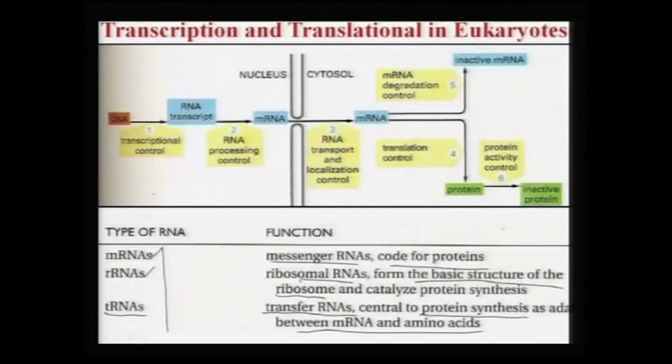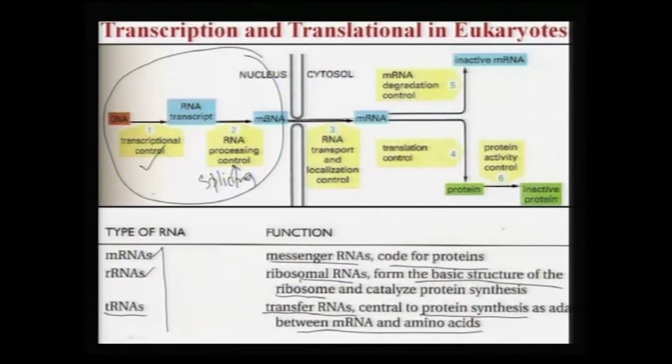This is what I have already mentioned to you: from the DNA to the mRNA, the transcriptional control and RNA processing control, which is known as splicing. Okay. So RNA processing control, everything takes place inside the nucleus.